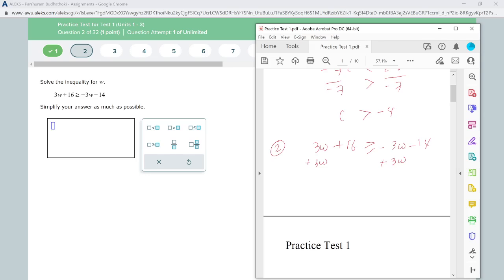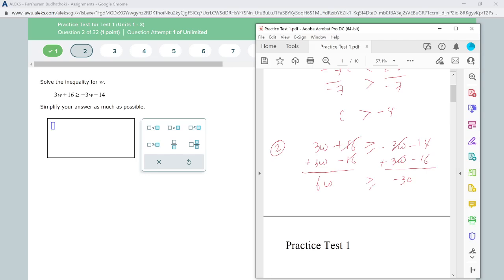And then there is a positive 16. We have to take it to the right side, meaning just subtract 16. Remember, whatever operation we do on one side, we have to do the same thing on both sides. So after this, we can see that 3w plus 3w gives us 6w. Positive 16 and -16 cancel out. This -3w and positive 3w cancel out, and -16 and -14 gives you -30, and there is an inequality sign greater or equal.